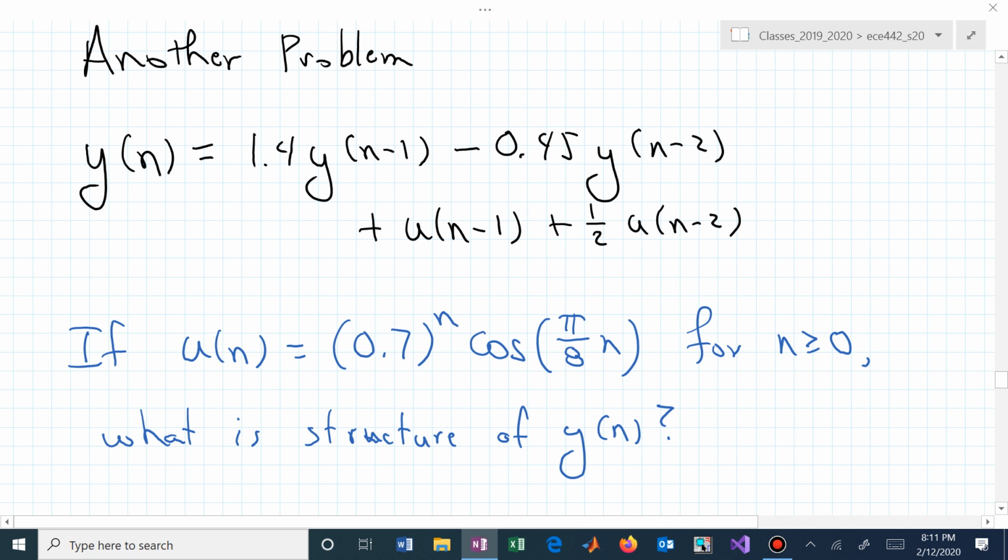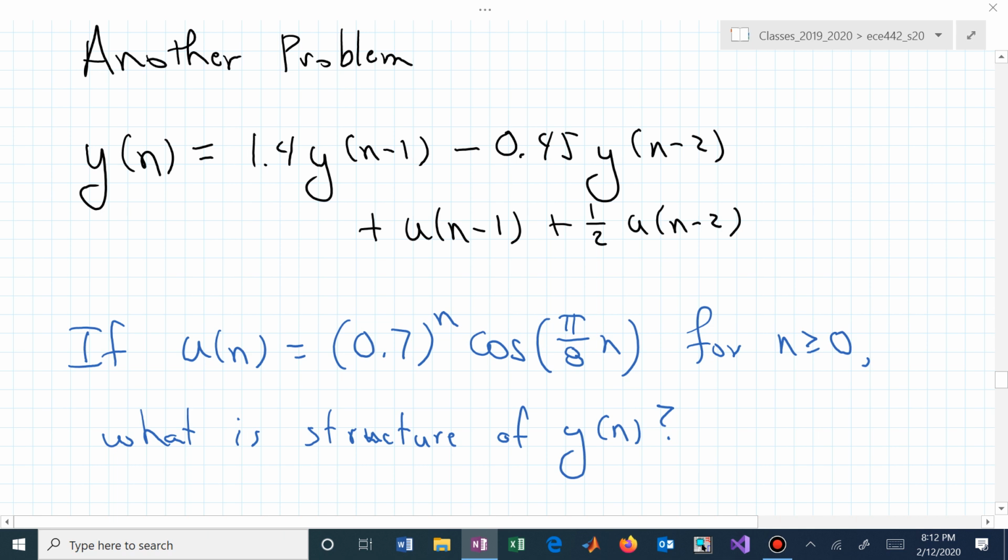How would we find the way this system naturally likes to shake? The system is given by a difference equation. How do we find its natural modes? If we found the transfer function, we could then find the poles of that transfer function, and that gives us our natural shaking of the system. We're then shaking it with this cosine. Do you see that the structure is going to be a combination of the cosine and the natural modes? That's our process. We need to find the transfer function of this difference equation, find its poles.